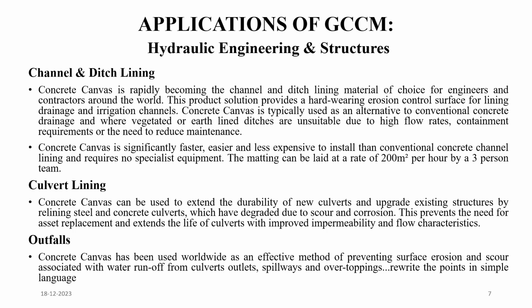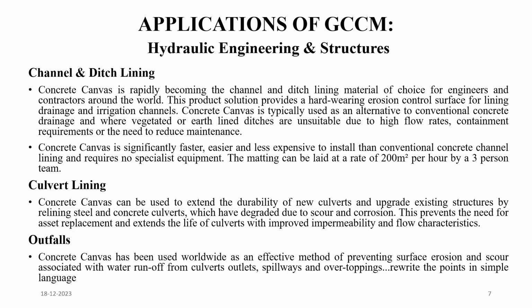Concrete canvas is typically used as an alternative to conventional concrete drainage, where vegetated or earthen lined ditches are unstable due to high flow rates, contaminant requirements, or the need to reduce maintenance. Concrete canvas is significantly faster, easier, and less expensive to install than conventional concrete channel lining and requires no special equipment. The matting can be laid at a rate of 200 square meters per hour by a three-person team.